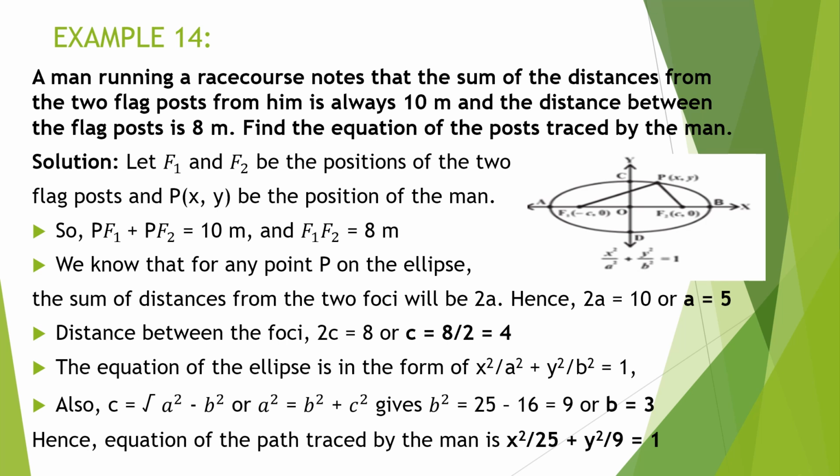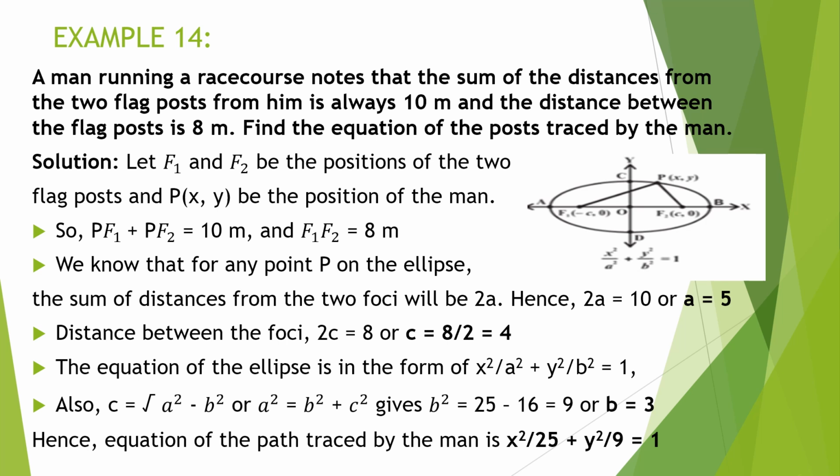Correct? Suppose F1 and F2 are the two flag posts, means they are the two foci. And P(x, y) is the position of the man at any point. So from the diagram you can see PF1 plus PF2, this always remains the same, which is equal to 10. Also the distance between F1 and F2 is 8. P is any point on the ellipse.